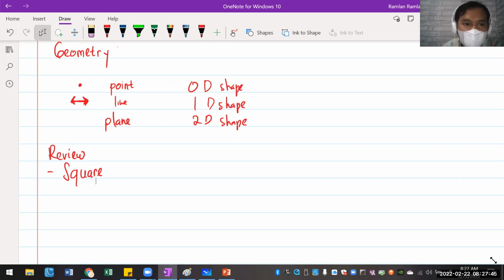Danish, what's next? Bangun datar apa aja selain square? Trapesium, Pak. Oke, boleh trapezium. Good. Ya, trapezoid. Oke, trapezium ya. What's next? Silakan di-unmute aja, guys.